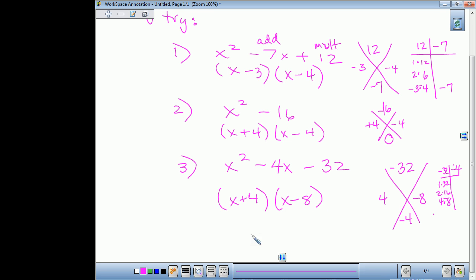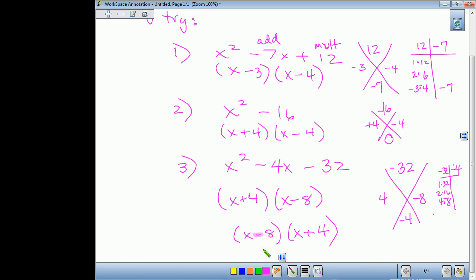Now, if you wrote x minus 8 times x plus 4, is that right or wrong? That's correct. It is right, because multiplication is commutative, the order of our parentheses doesn't matter. What does matter is the sign that's with the number. Do you see the negative is with the 8? That's what matters. But the order of our binomials doesn't. This binomial can come first or second. Any questions about our factoring?